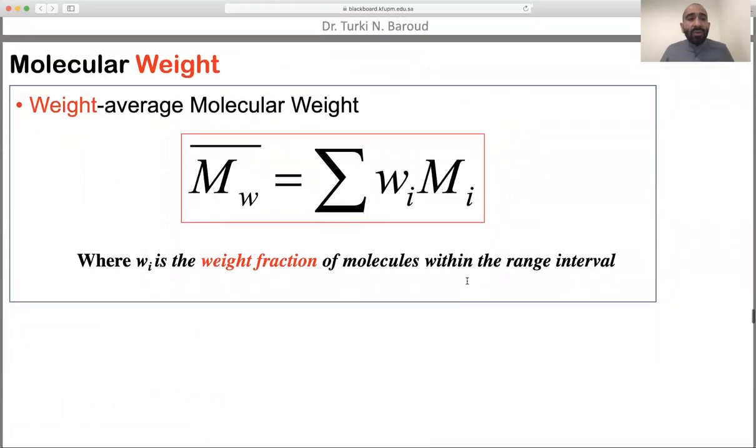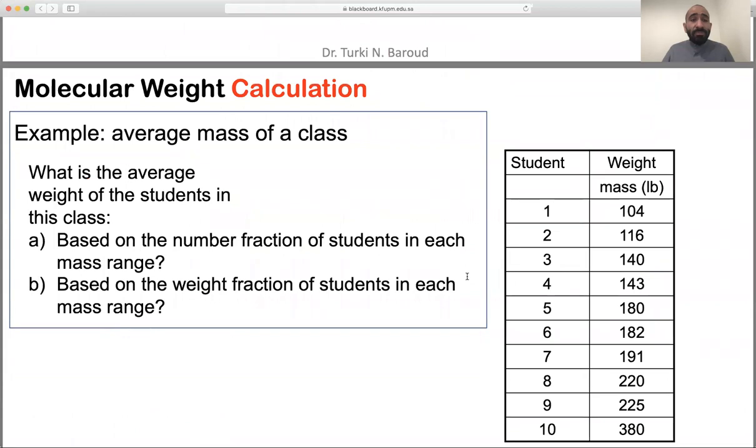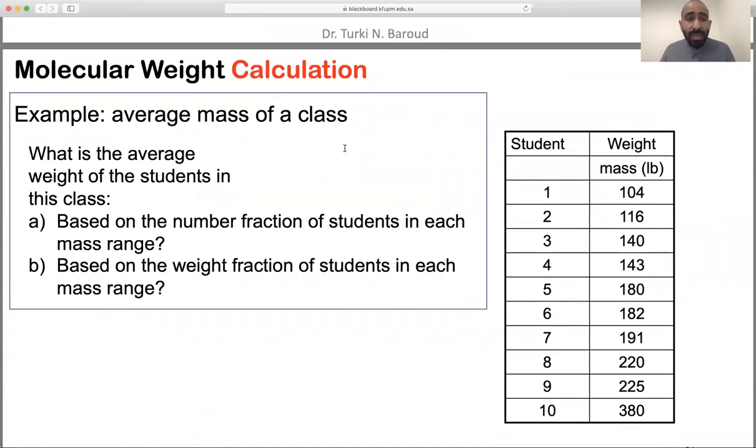And the other one is called weight average molecular weight. Let me give you an example; I think it's going to be much clearer. Let's imagine the average mass of a class, meaning the weight of the students in the class. What is the average weight of students in this class? We want to calculate this using the number average or the weight average. Let's see how I can calculate part A and part B. Let's say you have 10 students, and these are their weights.